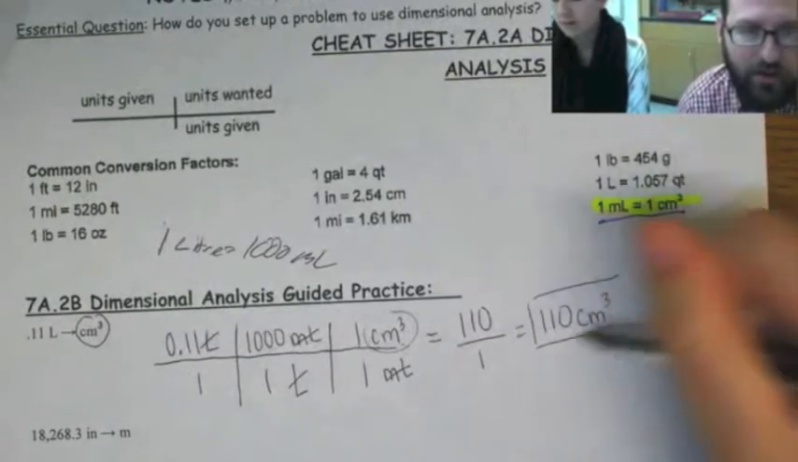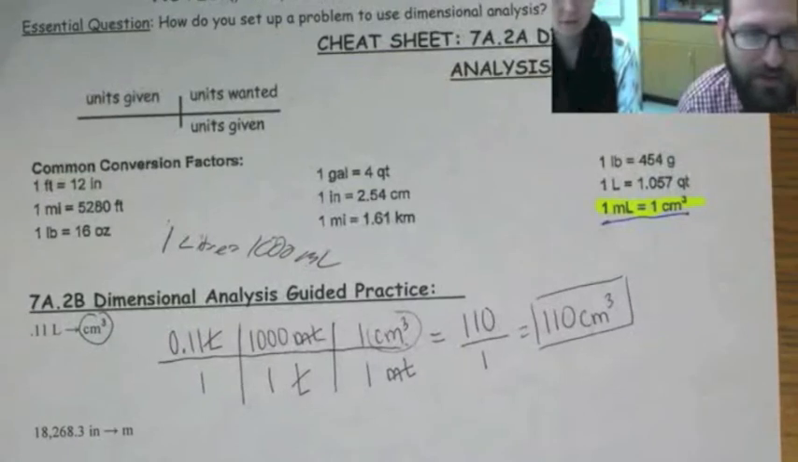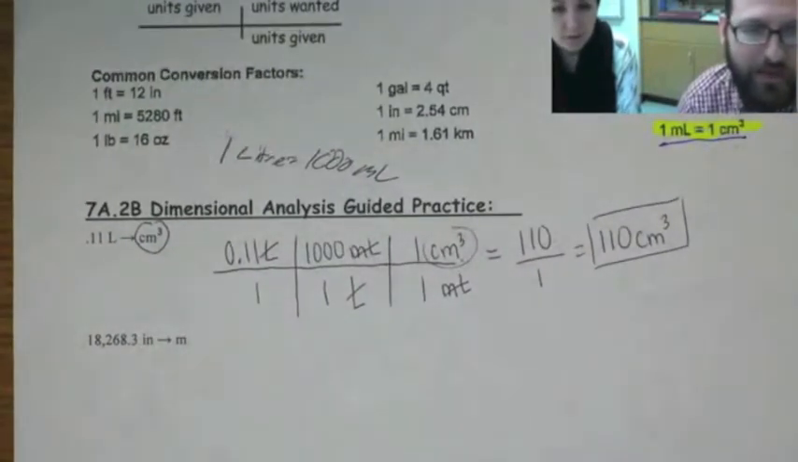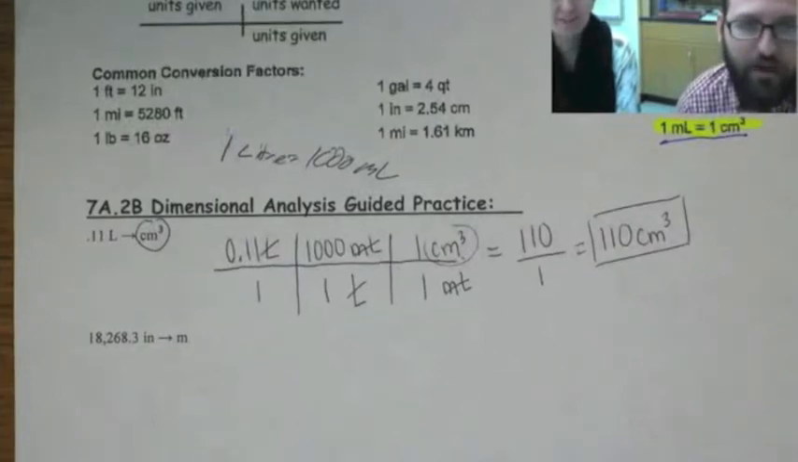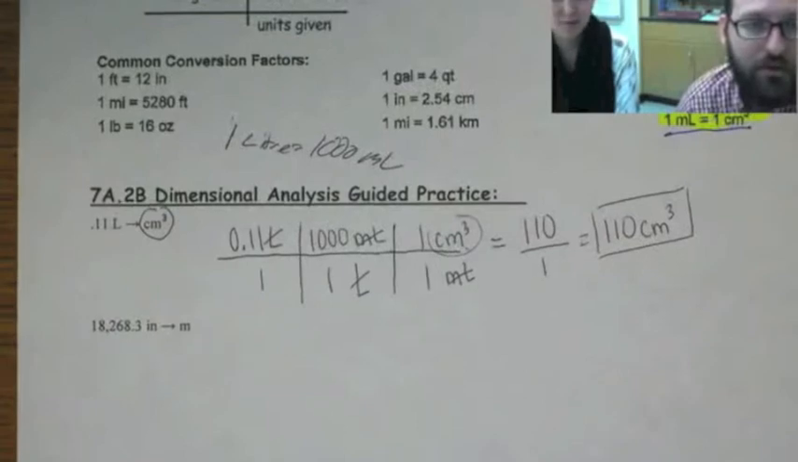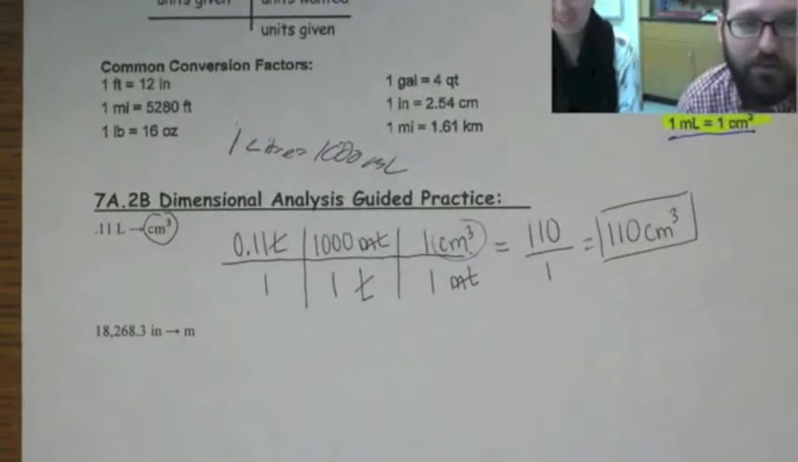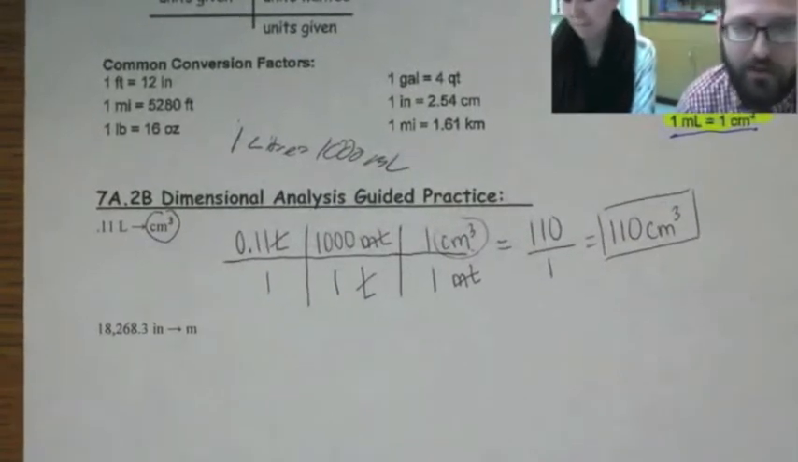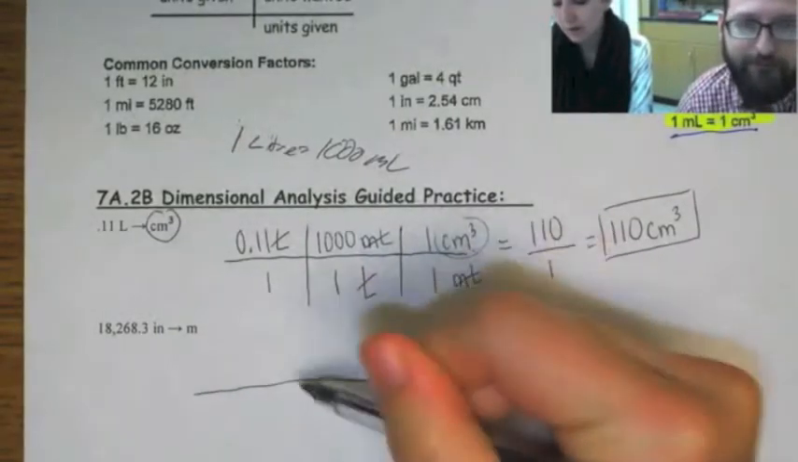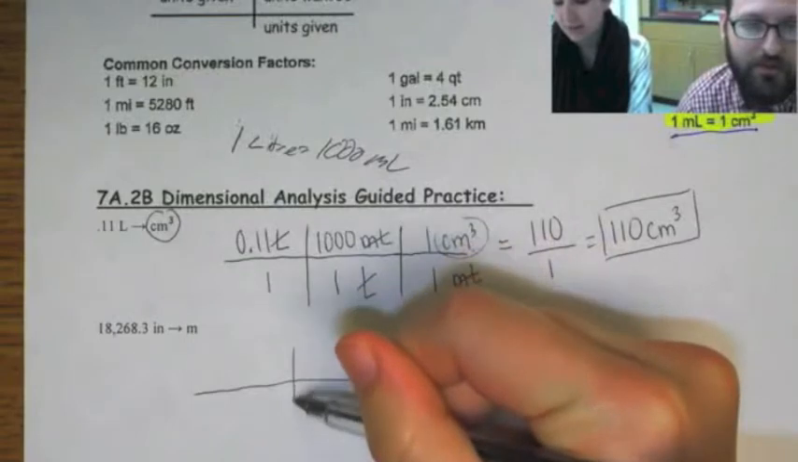Now, let's take a look. We've got a big number, 18,268.3 inches. Oh my gosh. And I want to know how many meters that is. I think that meters are more convenient to measure if you're going such a huge distance. So let's start by setting up the railroad tracks. Got my first one right here. It's not a very straight line. That's all right.